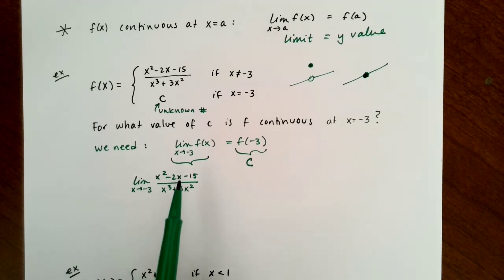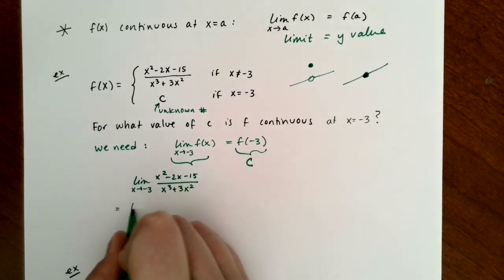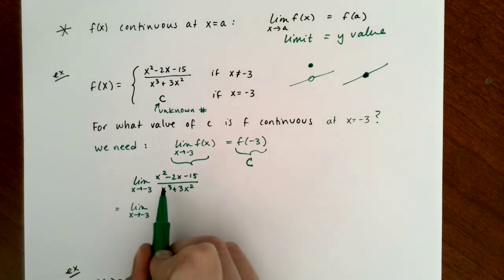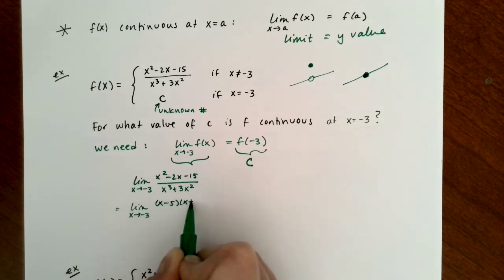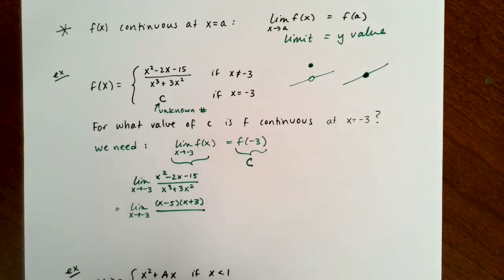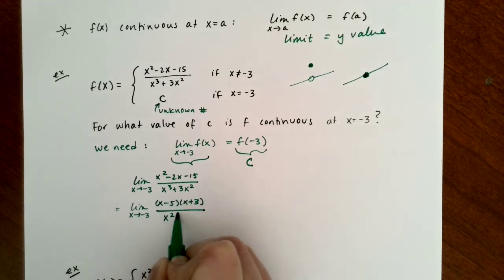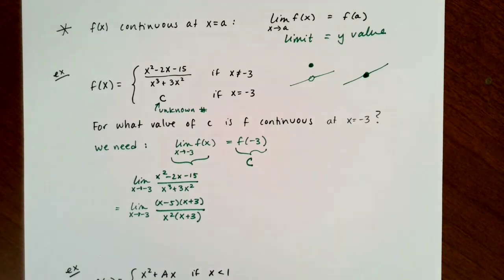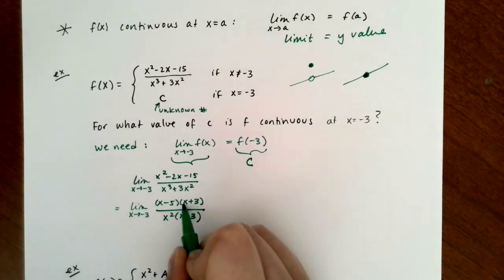So because I'm looking at polynomials, I'm going to factor them and hope for an x plus 3 to cancel top and bottom. All right, so on top here, x squared minus 2x minus 15 factors to x minus 5 times x plus 3. In the denominator, I can pull an x squared out of both of them, and I get x plus 3. And sure enough, top and bottom, there are my x plus 3s. So that's what's actually creating the 0/0.